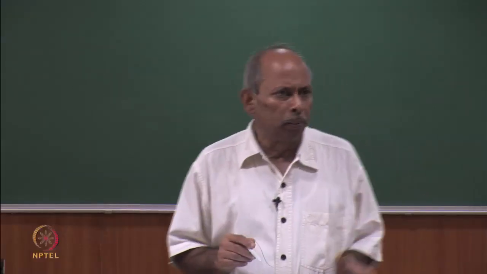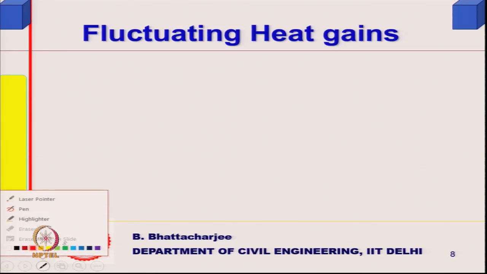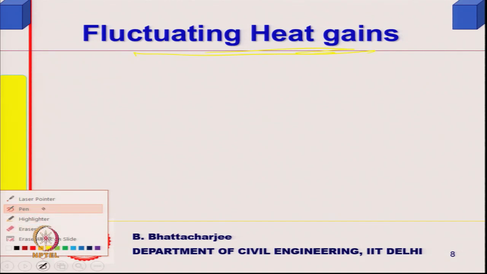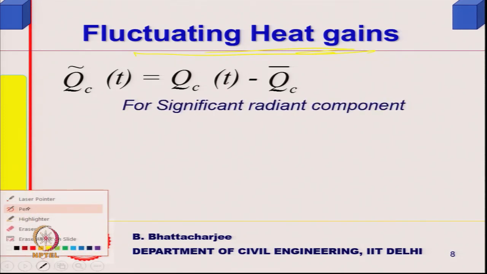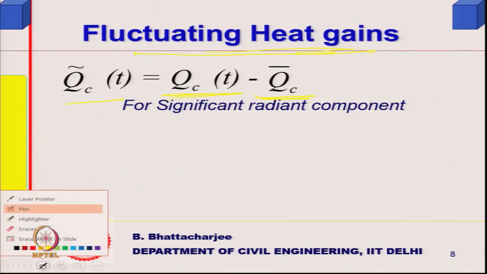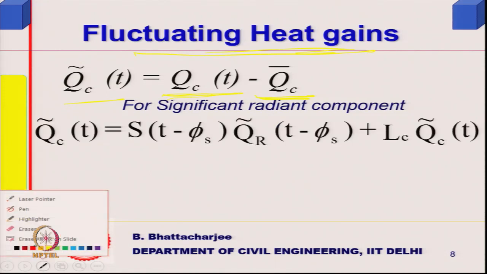So, we start from where we stopped. In the last class we were looking at fluctuating heat gain, so we continue from there. This is casual heat gain. You will have mean casual heat gain here, and this is at any instant. The difference gives you the fluctuating component of the casual heat gain.